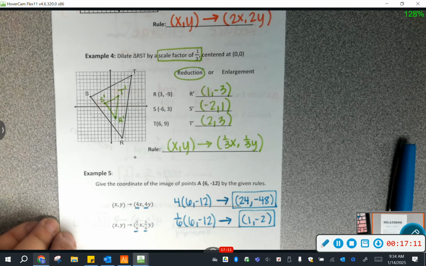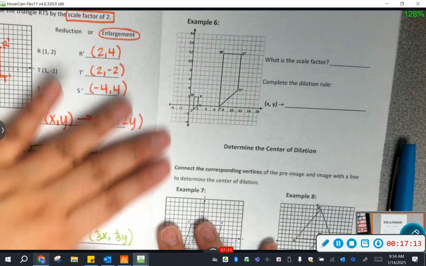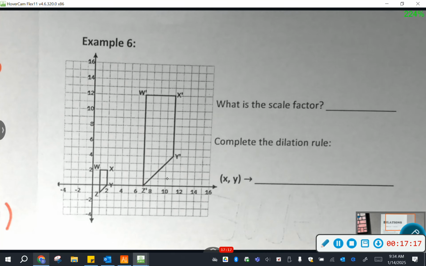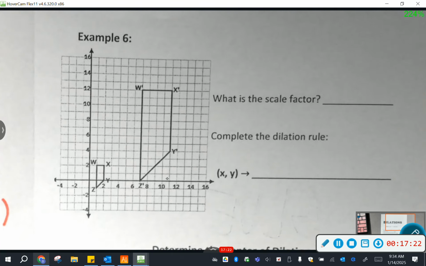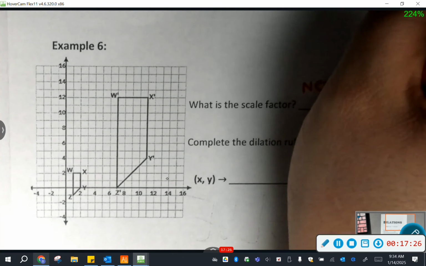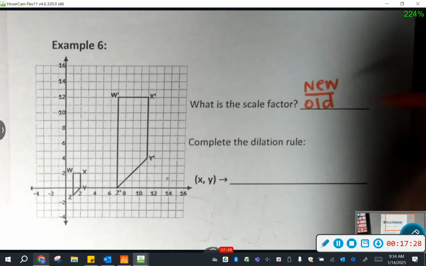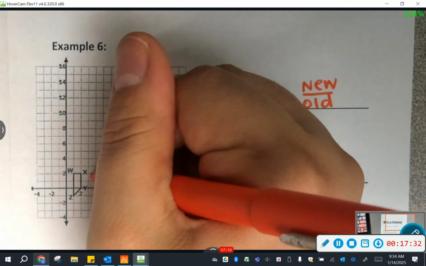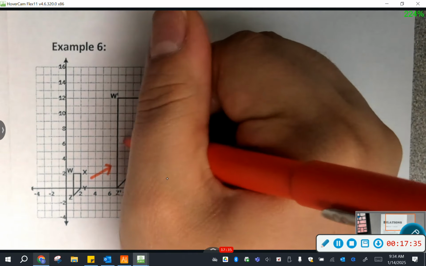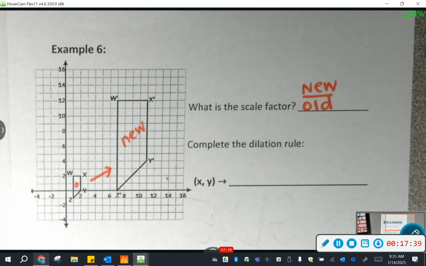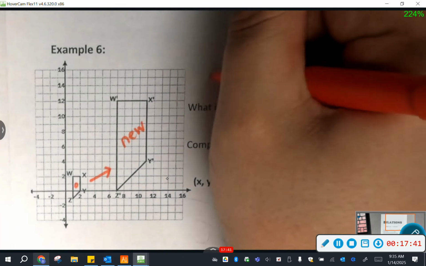How do I find scale factor? What did we say to do to find scale factor? Backwards. New over old. Well, first of all, is this a reduction or an enlargement? Do y'all agree the arrow's getting bigger right there? This is my new, this is my, I'm just going to put an O right there because I can't fit old. So this is an enlargement.